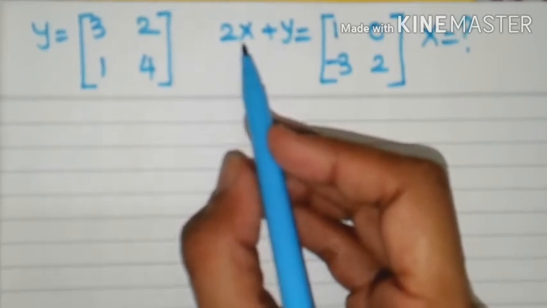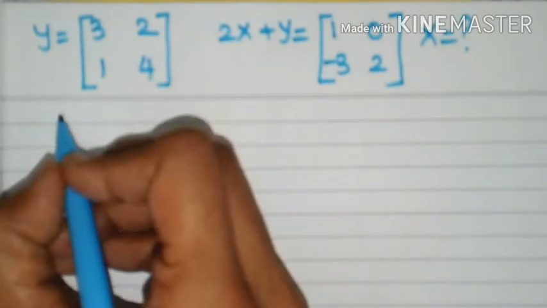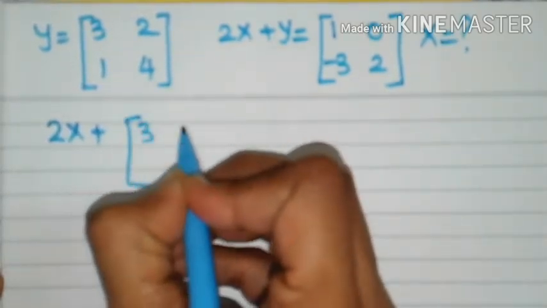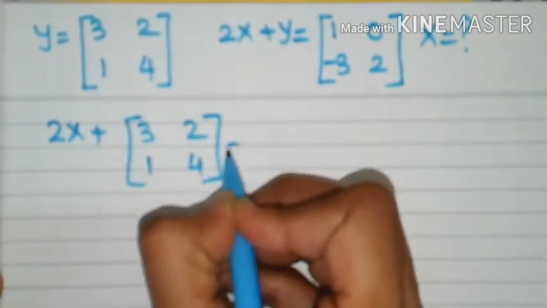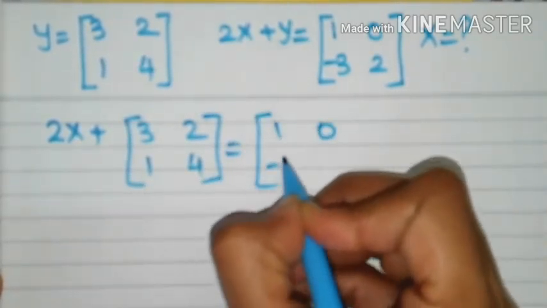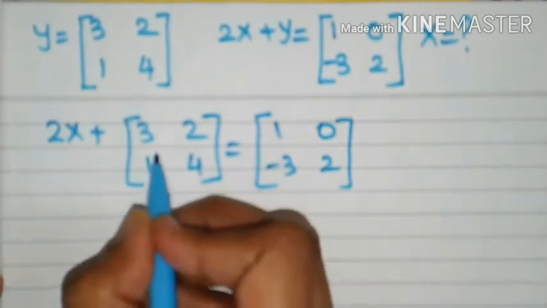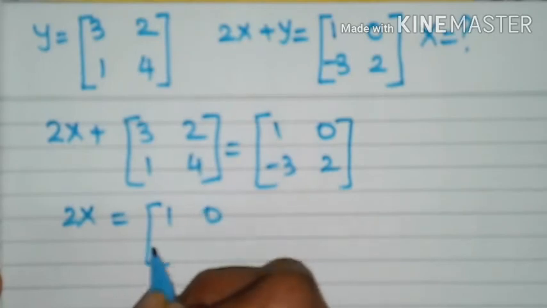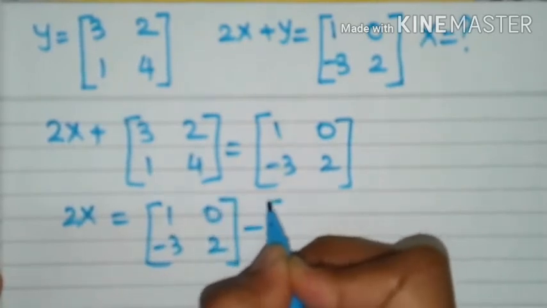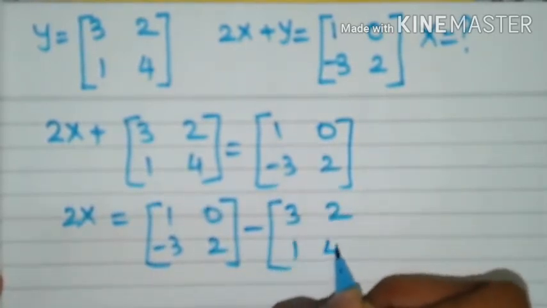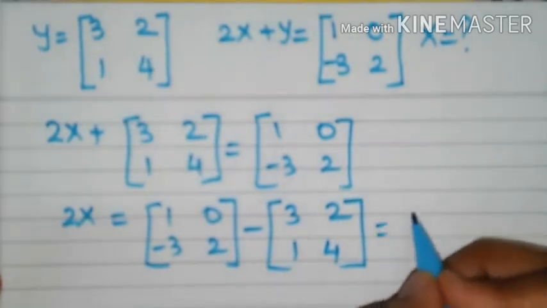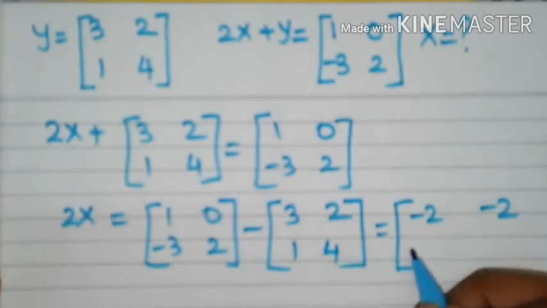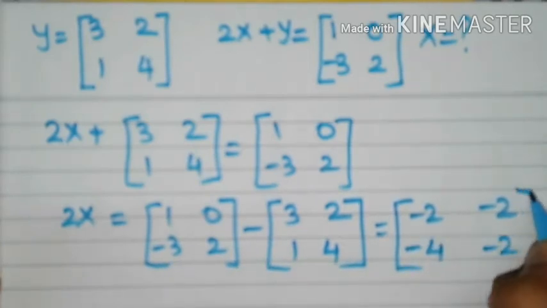So friends, let's go ahead and substitute y in this equation. So when we substitute y in this equation, 2x will be as it is and y will be 3, 2, 1, 4, which is equal to this matrix 1, 0, minus 3, 2. So let me bring this matrix on the other side. I'll keep x to one side. So I'll get 1, 0, minus 3, 2 minus this matrix. So what will happen is that 1 minus 3 is minus 2, minus 2. When I subtract, I will get minus 4 and minus 2.